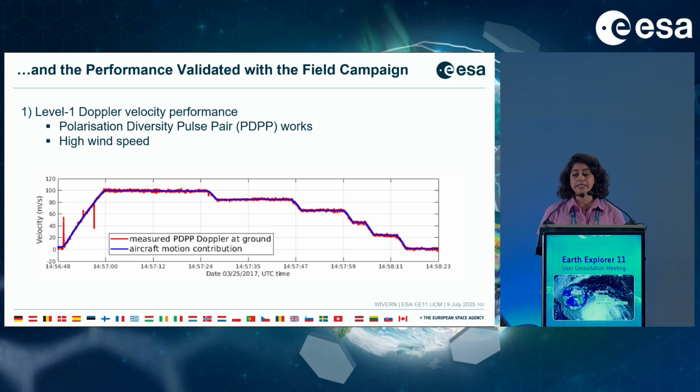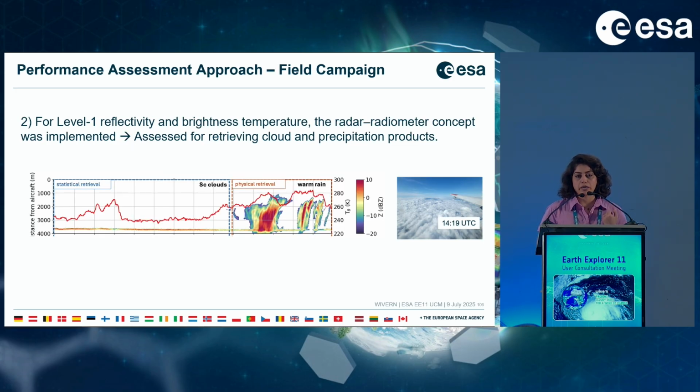And the red and blue curves show the results of the retrieved data product. And we also flew through different weather conditions that made us confident that actually the system works for retrieving high wind speed, such as those we get in a hurricane. We also implemented the radar radiometer mode for retrieving brightness temperature and reflectivity, as I just said, which is fundamental for retrieving clouds and precipitation products and the sea ice and snow.